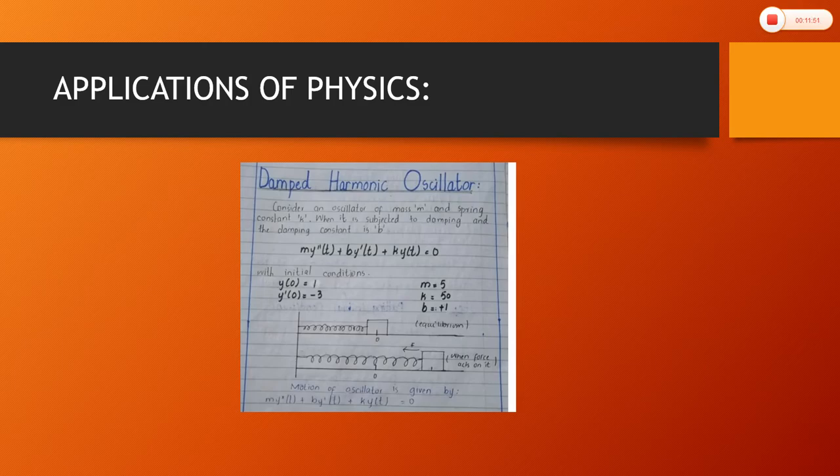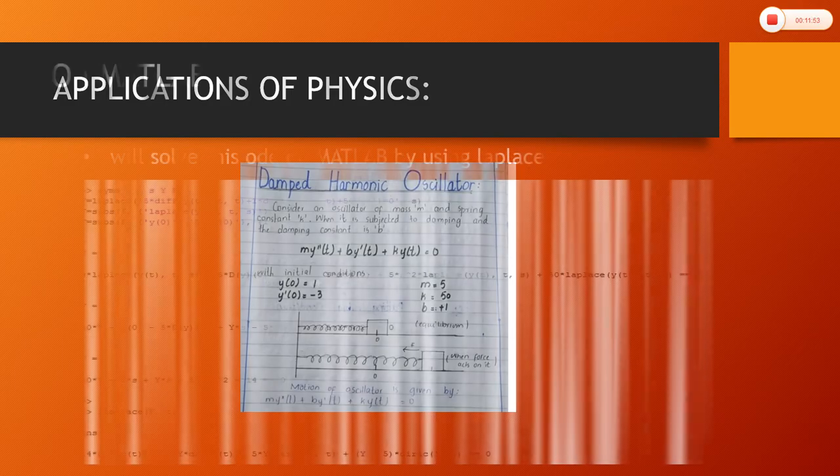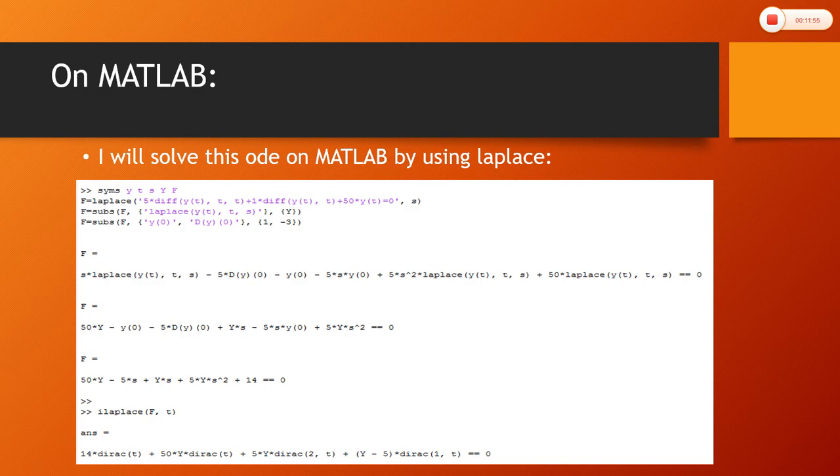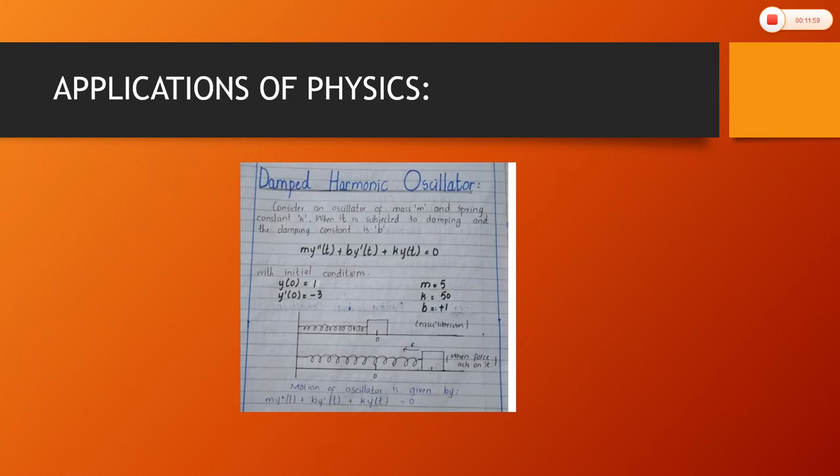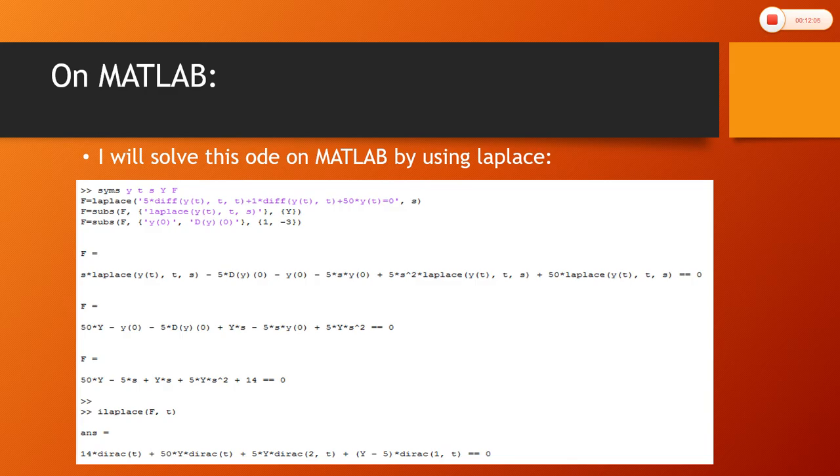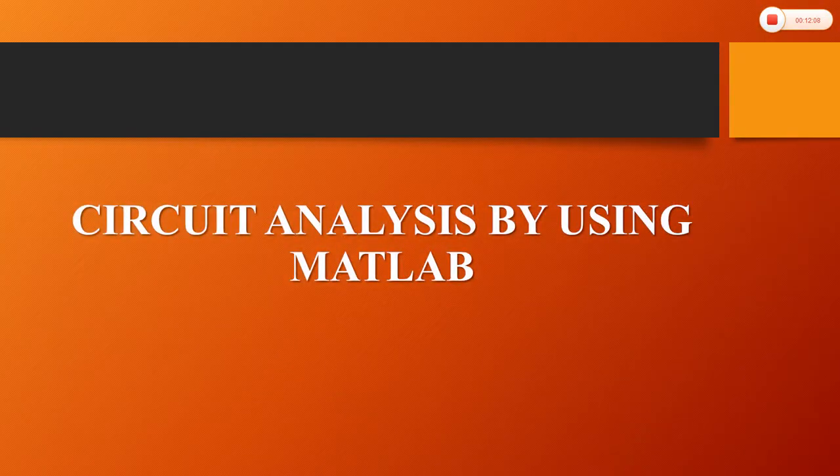And MATLAB has wide applications in physics, like damped harmonic oscillations. It has a differential equation, the same as I explained earlier, with some initial conditions, and its MATLAB code is also mentioned over here. You can easily calculate it.